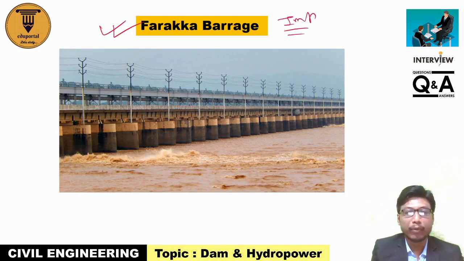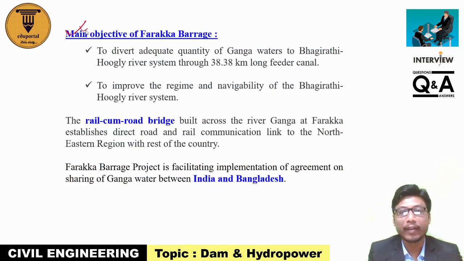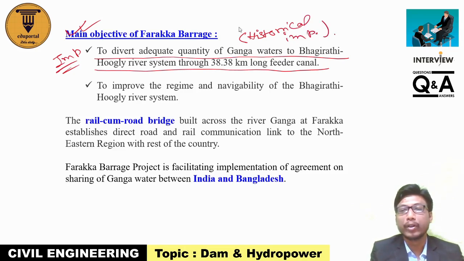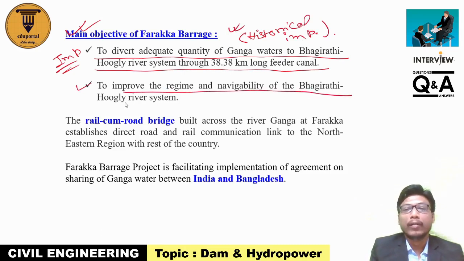Now we will see the main objective of Farakka barrage. What is the main objective? Very important objective: to divert the adequate quantity of Ganges water to the Bhagirathi Hooghly river system through a 38.38 kilometer long feeder canal. It has historical importance, so if you want, you can study this. And to improve the regime and navigability of the Bhagirathi Hooghly river system.